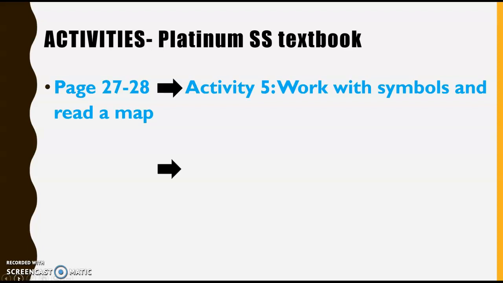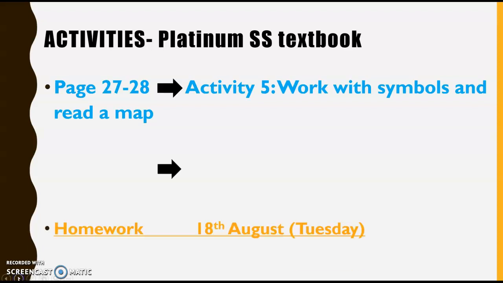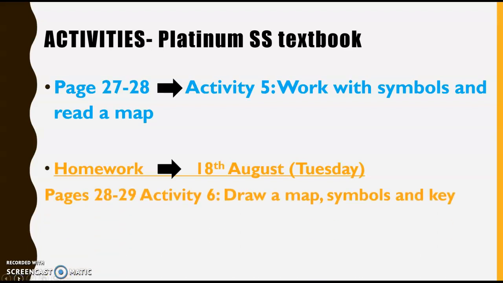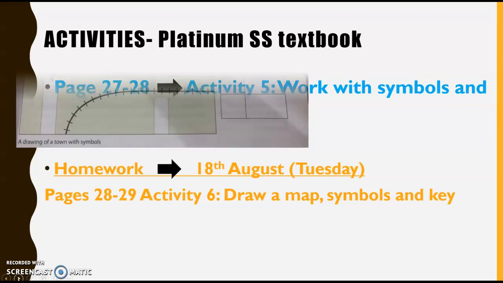When this activity is done, we will focus on corrections, and then I need you to write down this homework in your diary. This homework is due on the 18th of August, which is next Tuesday when you return to school. The homework is found on page 28 and page 29. It's activity 6. It's got instructions and I will explain more. The heading for activity 6 is Draw a Map, Symbols and Key. This is a very fun activity because you get to create your own map and you get to be creative.